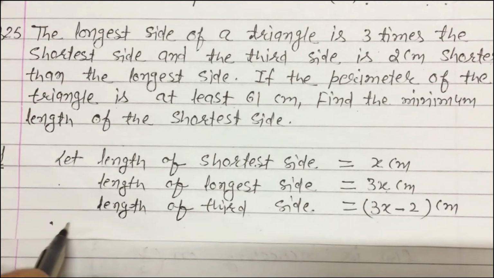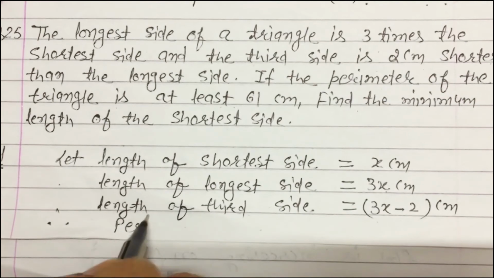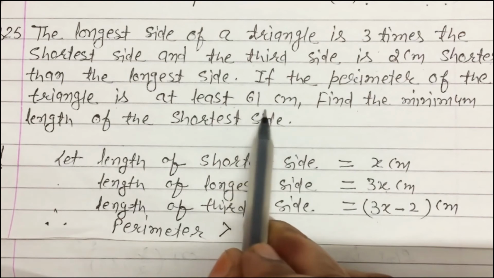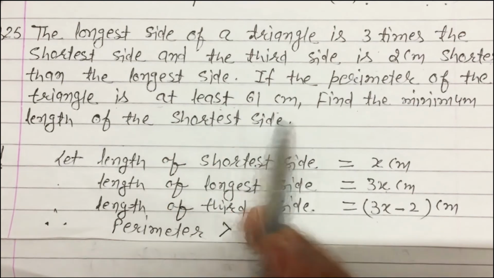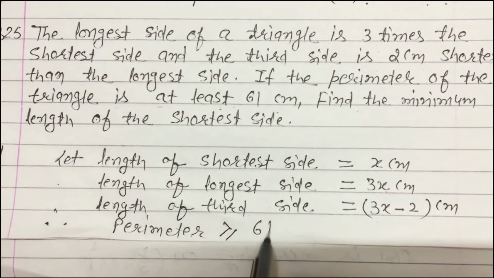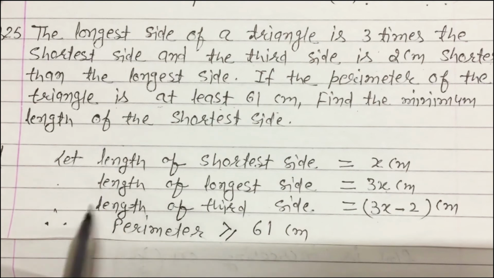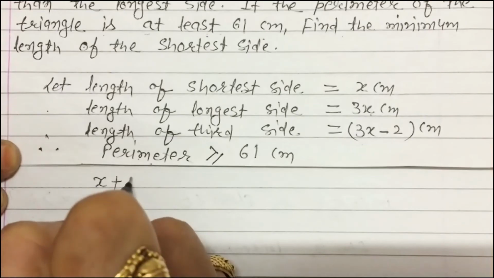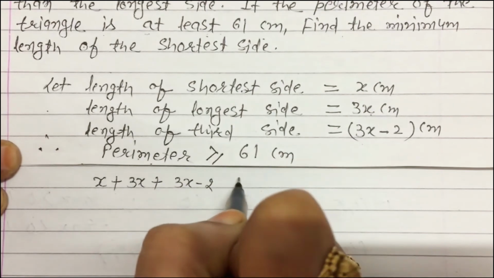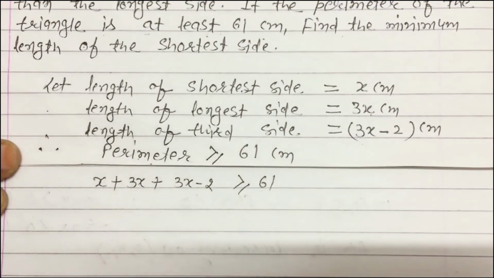Next it is given that the perimeter is at least 61 centimeter. It is at least, that's why apply the sign greater than or equal to 61 centimeter. Now substitute the value of perimeter. Perimeter means the sum of the sides of a triangle: x plus 3x plus 3x minus 2 is greater than or equal to 61.